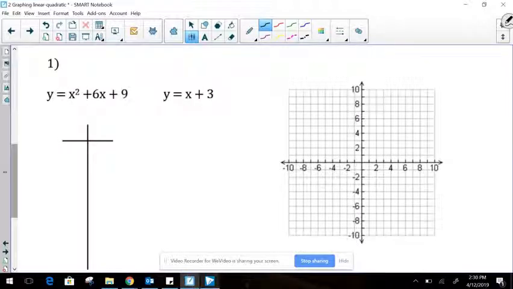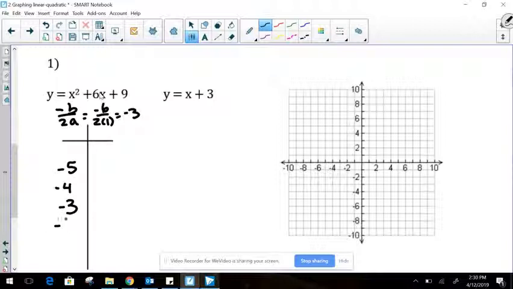Okay, so what I'm going to do first is graph my quadratic. To graph your quadratic, you always need to start with opposite of b over 2a. So I have -6 over 2 times 1, so that should be -3. I'm going to put that in the middle of my table. I'll subtract 1 more, add 1 more.